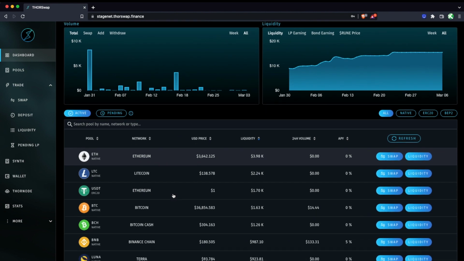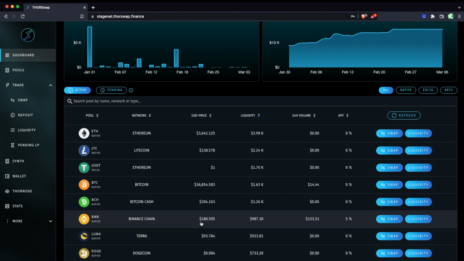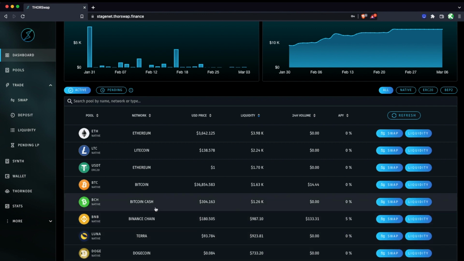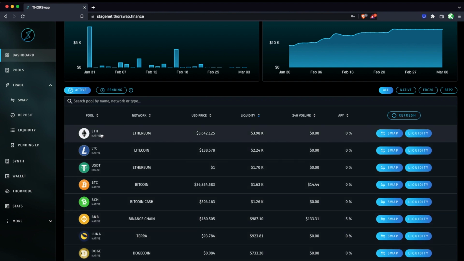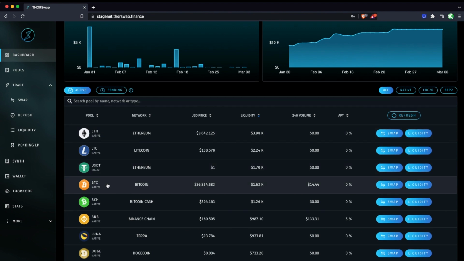So synths are always one-to-one redeemable for the underlying asset, but with them being native to THORChain, you can avoid expensive gas fees, for example, with Ethereum, and they also settle much quicker, so you don't have to wait for a slow chain like Bitcoin.